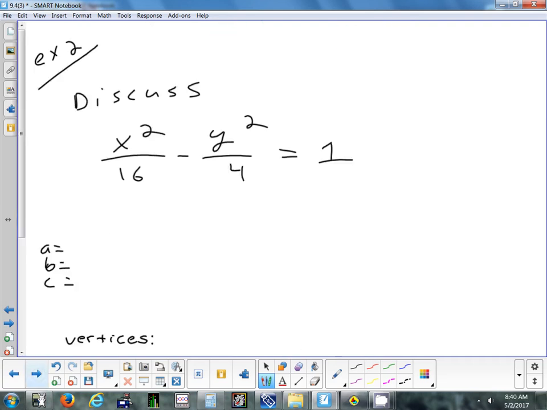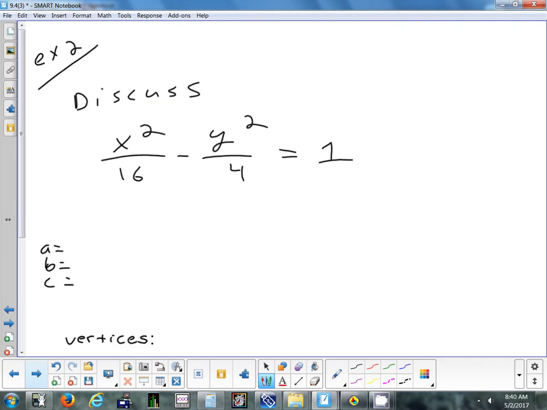Okay, let's try this one. This time, I'm giving you the equation, and I want you to describe the vertices, the center, the foci, which way the transverse axis goes, and the asymptotes. First of all, is that equal to the number that it should be? Yes, it's equal to 1, so it's ready to discuss.